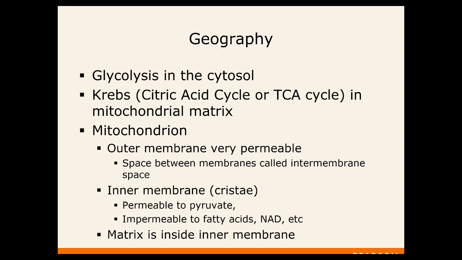And so the mitochondria are a specific organelle within the cell, and it has an outer membrane that's very permeable, but then it has an inner membrane that is more selective. So it is permeable to pyruvate, but impermeable to fatty acids and NAD. And the matrix is inside of the inner membrane. So I think you need to pick, right?